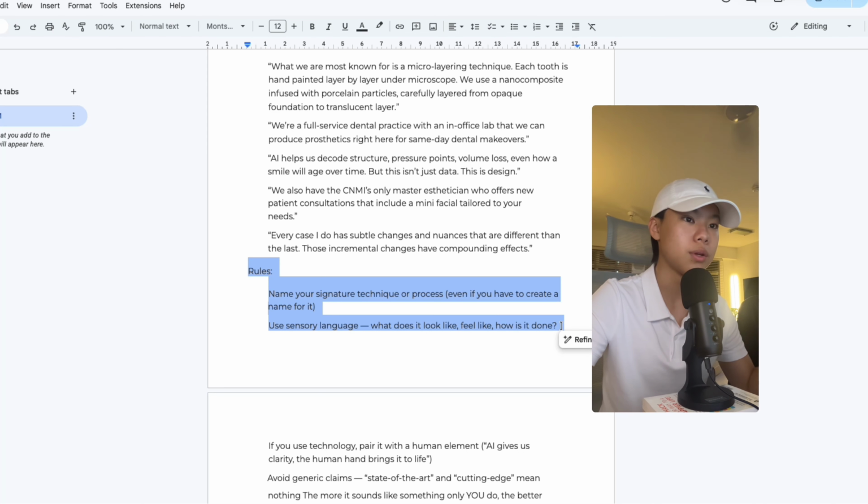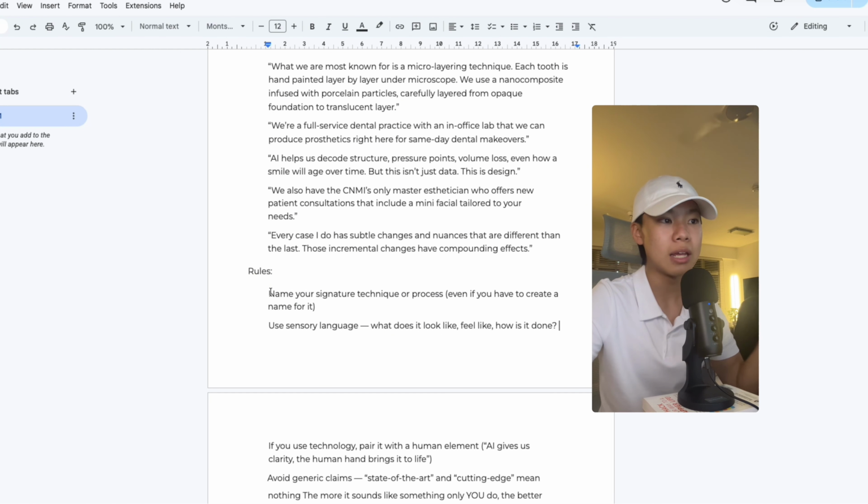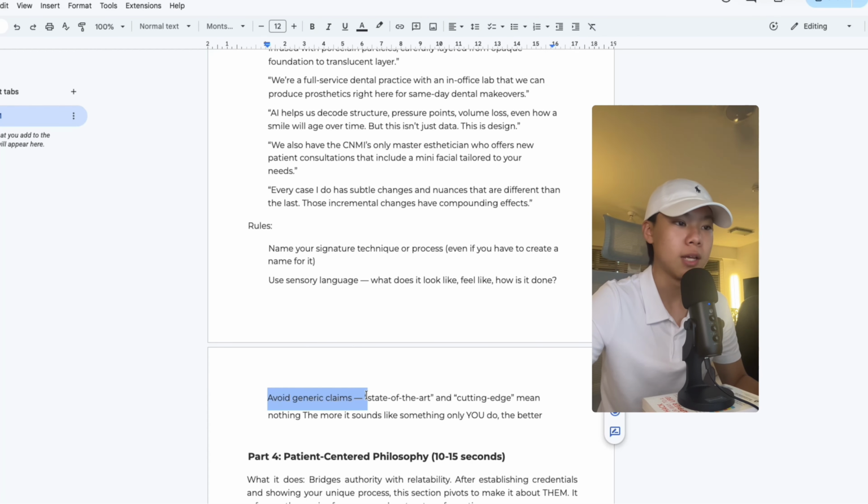Some of the rules that you can follow for part 3 are: name your signature techniques or process, and use sensory language, for example, what does it look like, feel like, or how is it done. Most importantly, avoid generic claims, for example, like state of the art, cutting edge. It means nothing. The more it sounds like something only you do, the better.